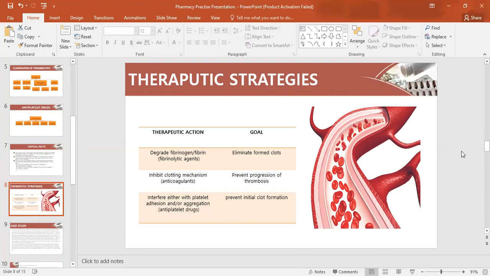The therapeutic action of fibrinolytic agents is to degrade fibrinogen or fibrin threads, and their goal is to eliminate formed clots. Anticoagulants inhibit clotting mechanisms and prevent progression of thrombosis. Antiplatelet drugs interfere with platelet adhesion and or platelet aggregation, and thus they prevent initial clot formation.